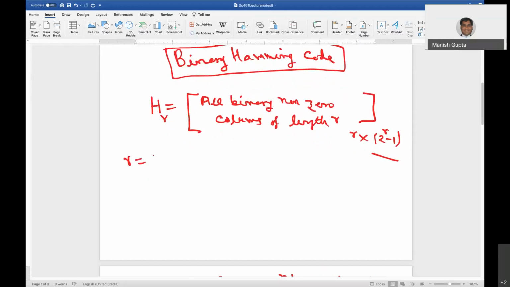In case R is equal to 2, H2 is 1 1 1 0 0 1. These are all three vectors, right? Now, one property that you can observe here is that if I take any two columns here, they are linearly independent.